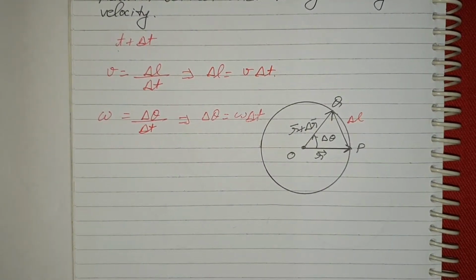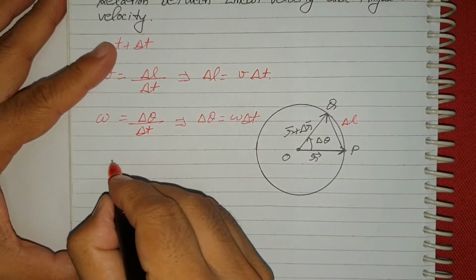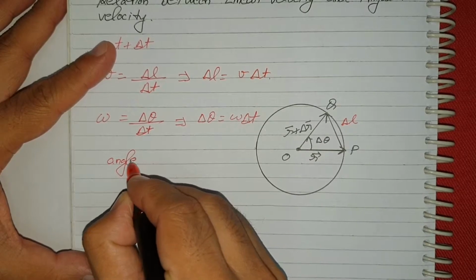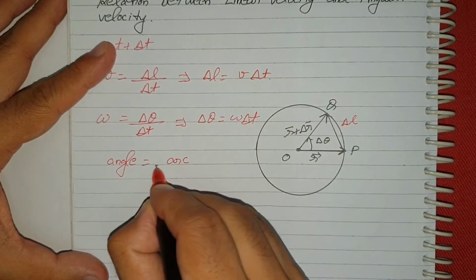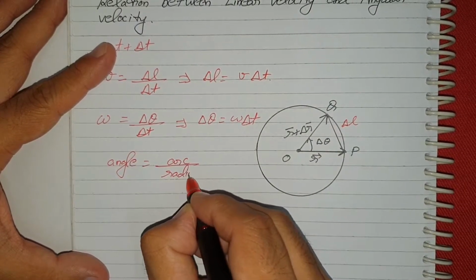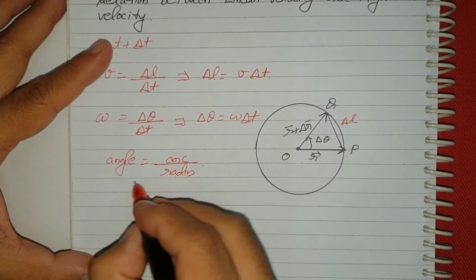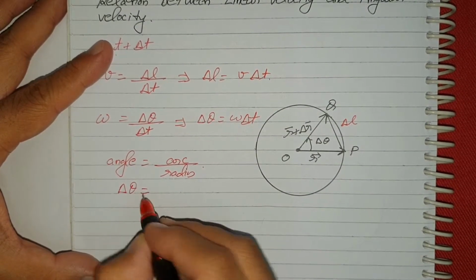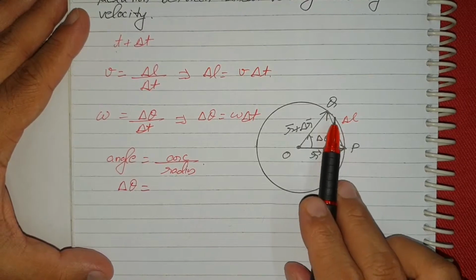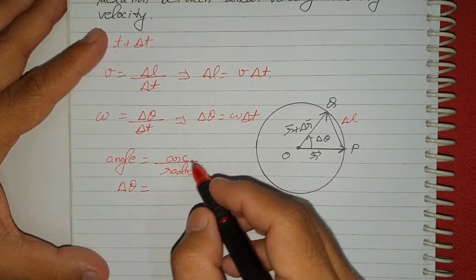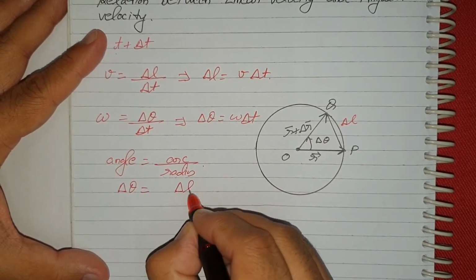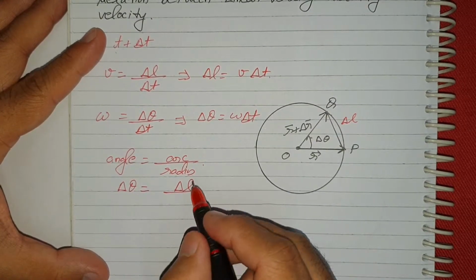Now, we also know by the formula that angle is equal to arc by radius. What is the angle? Delta theta. And this arc is actually delta L. So delta theta equals delta L by r.